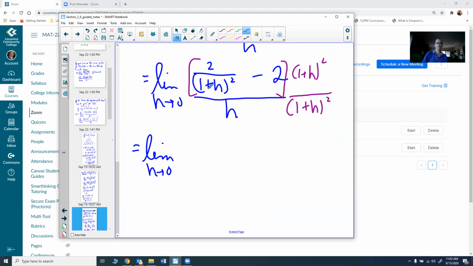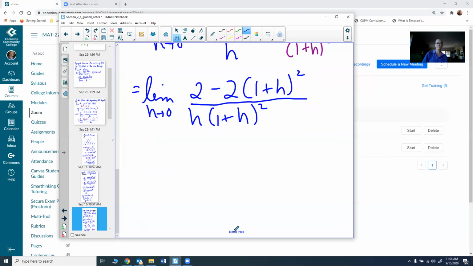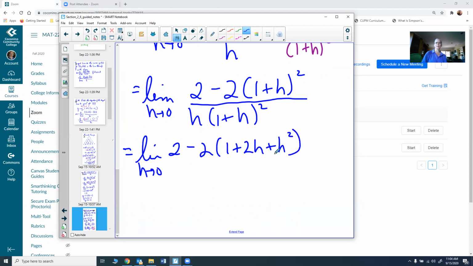So 2 over 1 plus h squared times 1 plus h squared is just 2. And then 2 times 1 plus h squared is just 2 times 1 plus h squared. Again, don't multiply out the bottom. I do need to multiply out the top, so I'm going to go ahead and do that. This is going to be 2 times 1 plus 2h plus h squared. Again, I'm really using Pascal's triangle on that one.